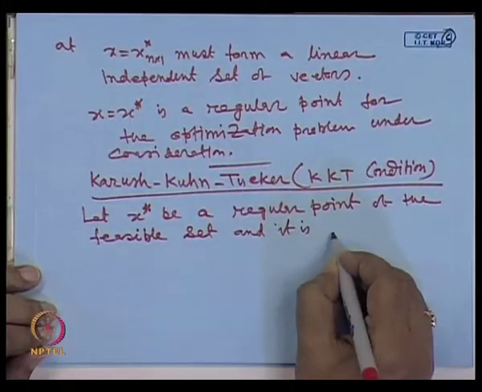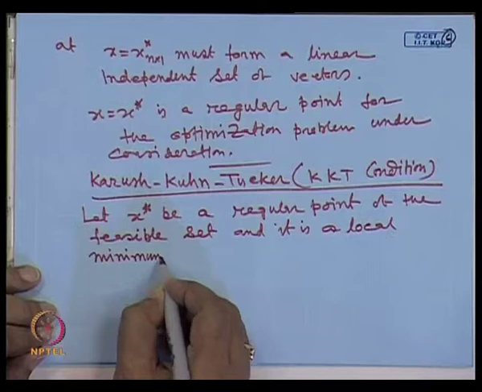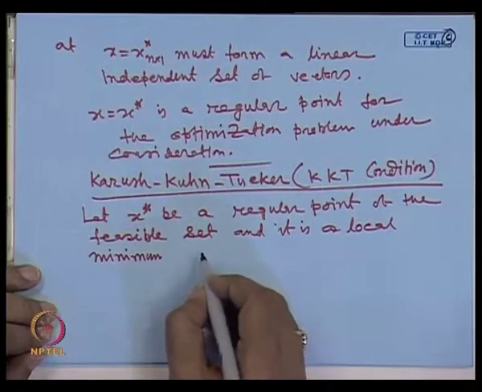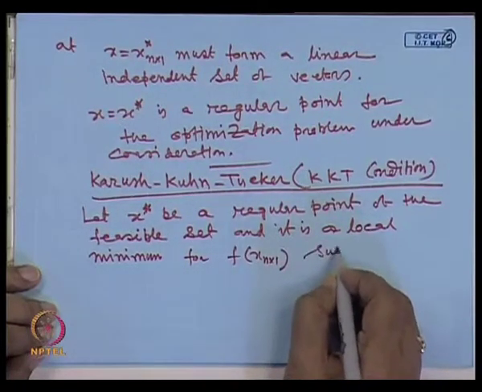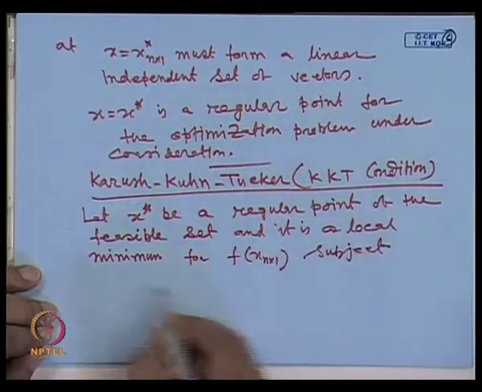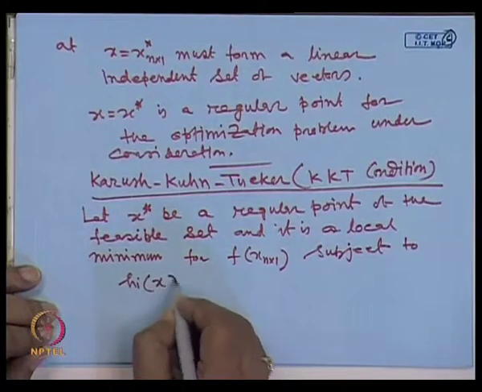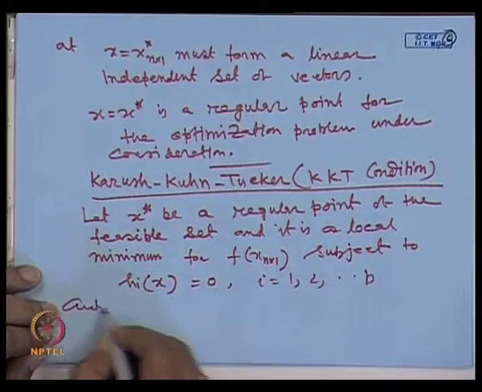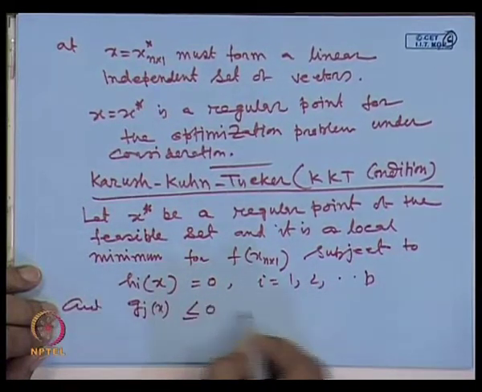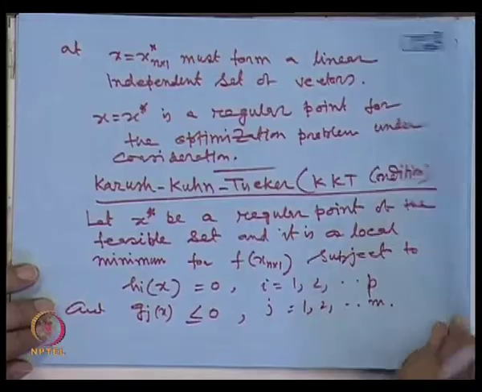So, this is a local minimum for the function f, which is a function of n cross 1, subject to constraints h_i of x equal to 0, i equal to 1 to p, and g_j of x less than or equal to 0, j equal to 1 to m. So, this is the constraint. How to solve this?